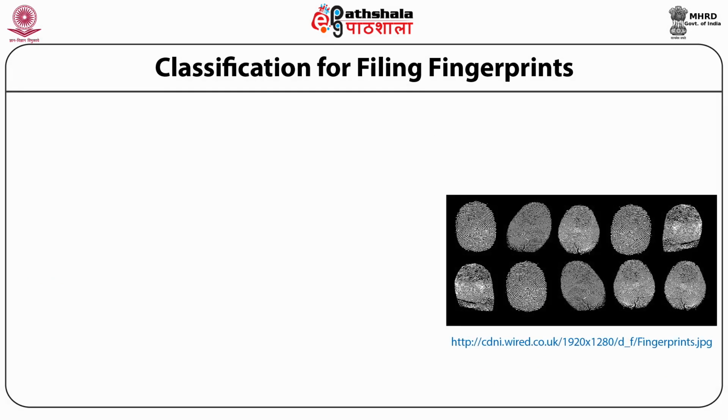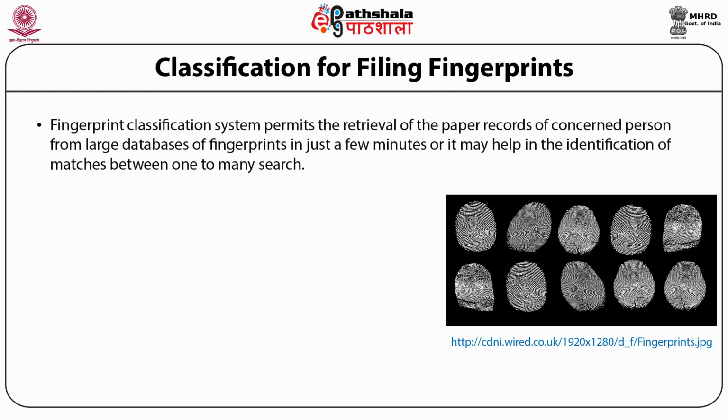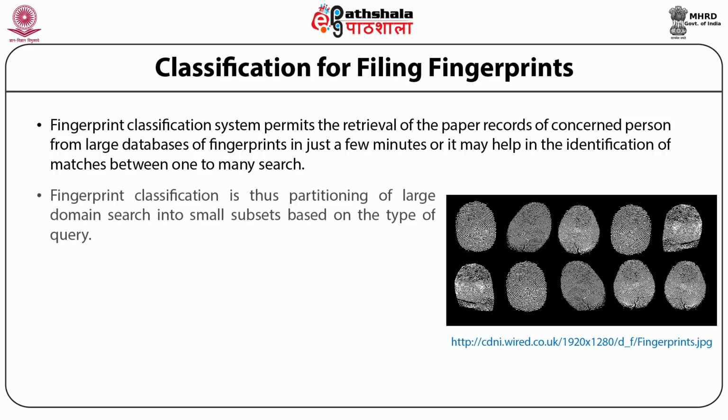Now, we'll be discussing the classification system for filing fingerprints. Fingerprint classification system permits the retrieval of the paper records of the concerned person from the large databases of fingerprints in just a few minutes, or it may help in the identification of matches between one to many search. Fingerprint classification is thus partitioning of large domain search into small subsets based on the type of query. It is widely used in criminal investigation sectors.